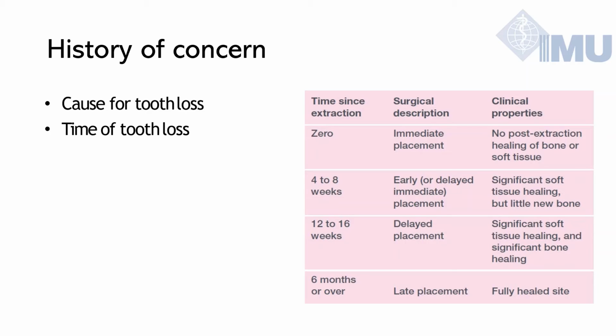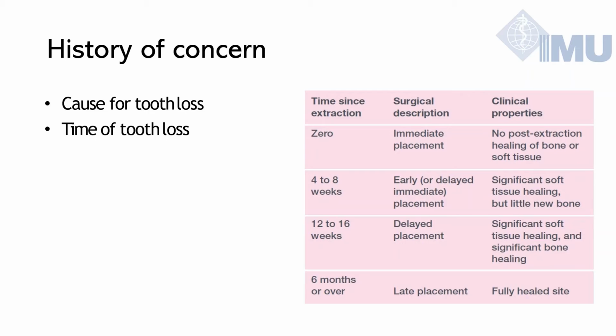More or less in a zero immediate placement time, you have no post extraction healing and no bone or soft tissue volume available. Within 4 to 8 weeks of timing, which is also called early implant placement, significant soft tissue healing is there, but there is little new bone formation. At 12 to 16 weeks, significant soft tissue healing has occurred, and significant bone healing also has occurred. Six months or over is a late placement, which is a fully healed site.